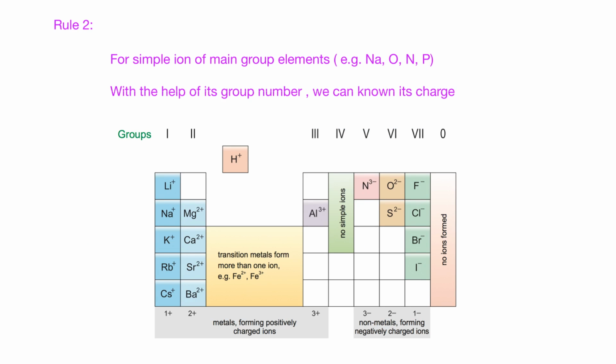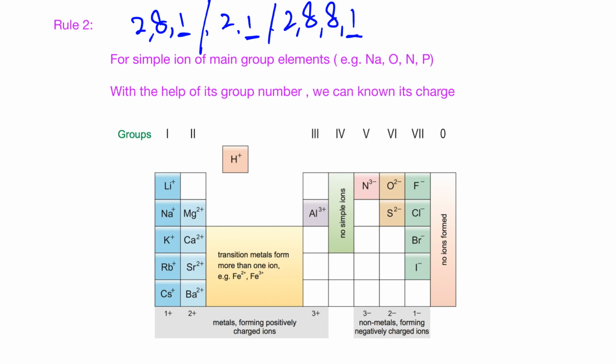Rule 2, this one is very important: simple ions of main group elements. That means these 2 areas, groups 1, 2, 3, and then 5, 6, 7. All of these have a charge related to their group number. Basically, group 1 has outermost shells, for example 2,8,1, or 2,1. When they form ions, they must lose 1 electron from the outermost shell. So for group 1, it must be 1 positive.